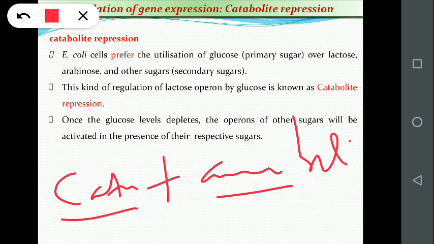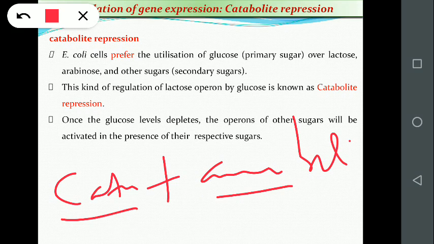From excess glucose, the glycogen will be synthesized to store the glucose. That is also an anabolic process. Like that, we have several different metabolic pathways. Some come under catabolism, which involves breakdown, and some come under anabolism, which involves biosynthesis.